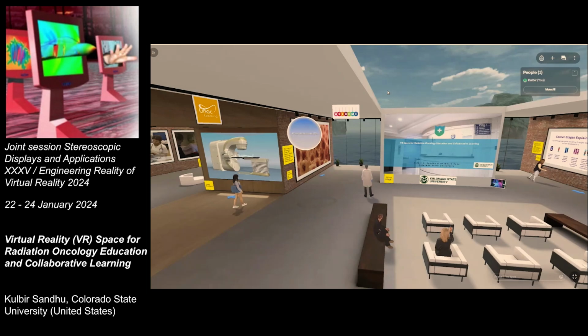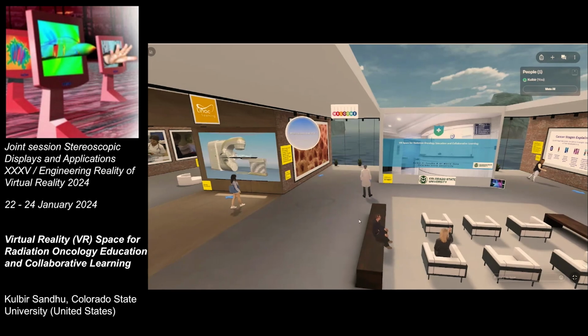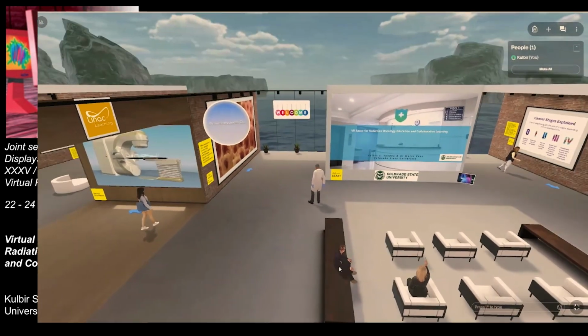So this space is a virtual space which I created working with Dr. Vance from Colorado State. This is actually part of my PhD program. So the virtual space is using a tool called Spatial I/O. I used the basic framework for Spatial I/O and then ended up creating quite a bit of customization in order to create this virtual space.